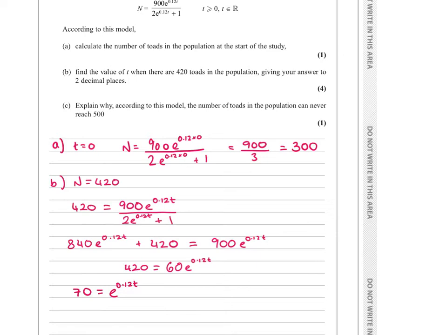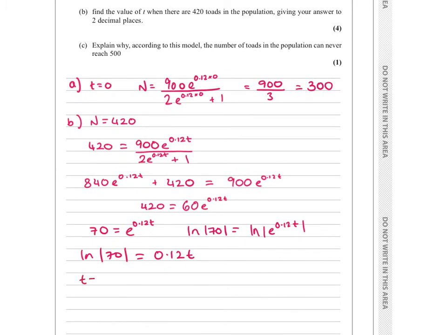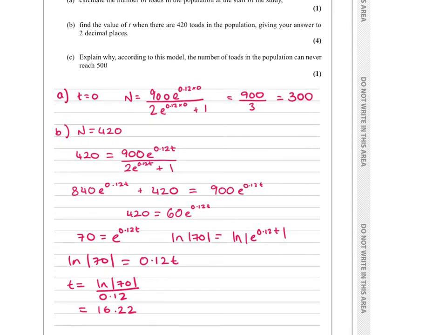How do I get rid of an e? I'm going to ln both sides. So ln of 70 equals ln of e to the 0.12t, which just means that ln of 70 equals 0.12t. So I'm going to divide both sides now by 0.12. So I'm going to get t equals ln of 70 over 0.12, which is going to give me 16.22. Okay, and 2 decimal places. Perfect.